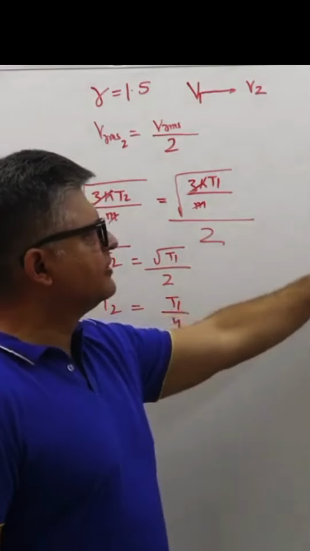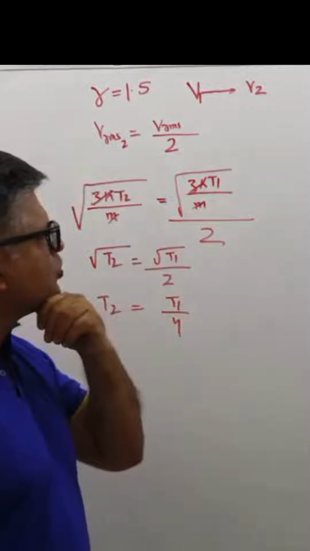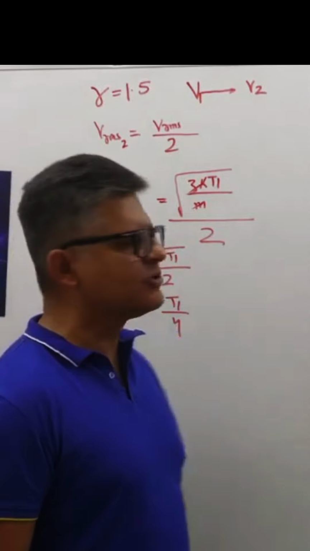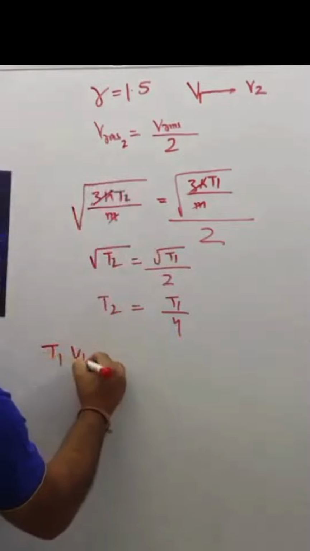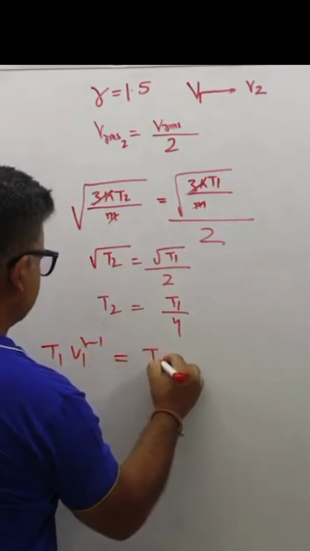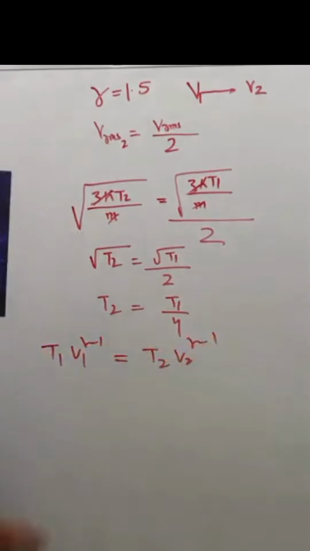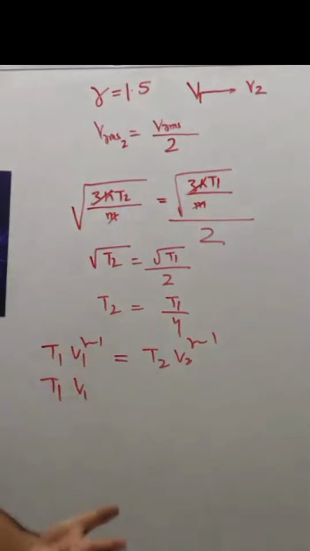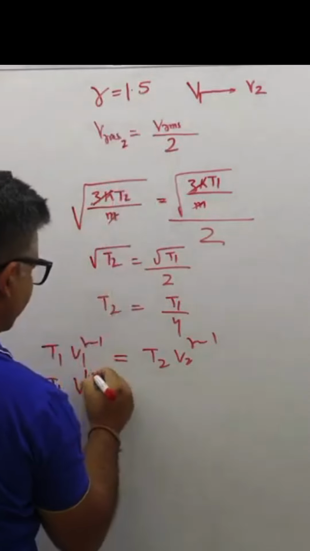I know my second equation. I'll go to these equations and say which one is good. I know this is good because it links temperature and volume: TV to the power gamma minus 1. So I'm going to write T1V1 to the power gamma minus 1 is equal to T2V2 to the power gamma minus 1. I know my T1, so let's write T1. I know V1, I have assumed the volume to be V1 and temperature to be T1. What is gamma? It is 1.5 minus 1.